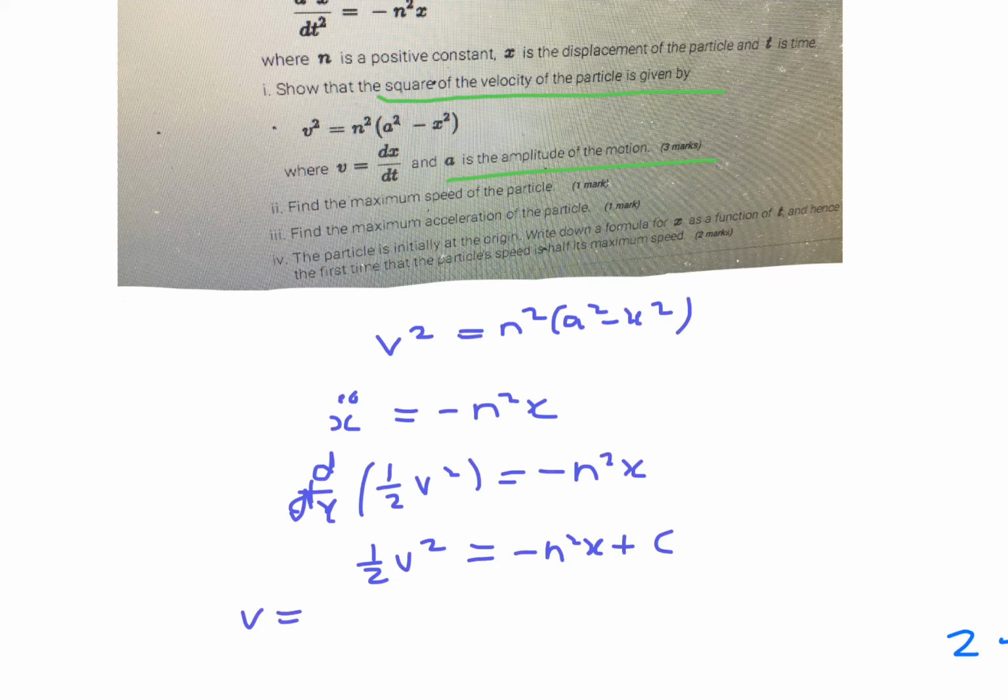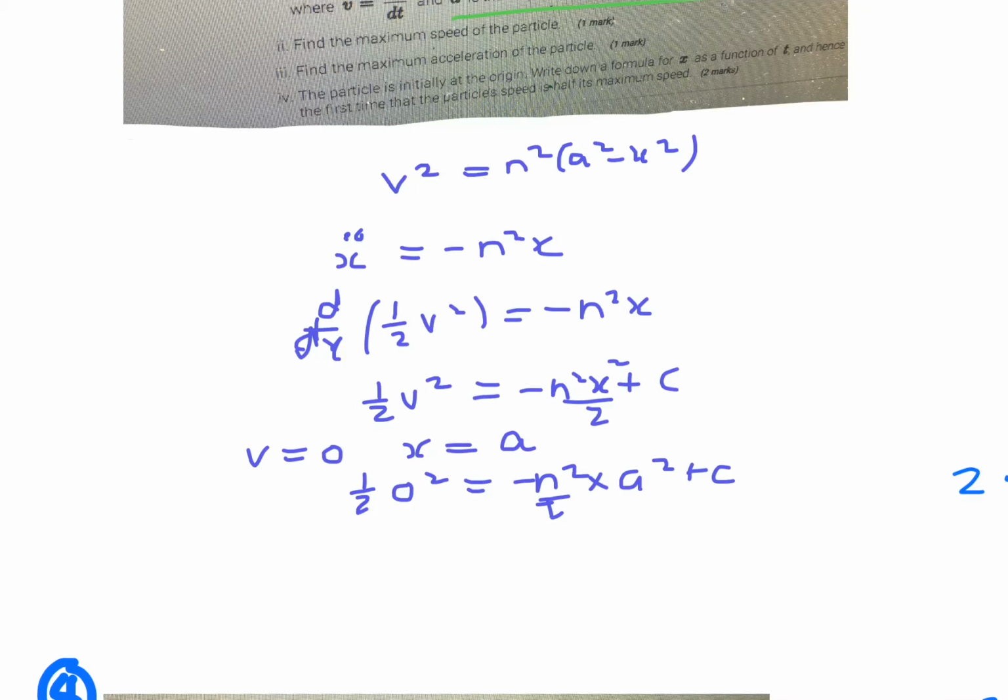But we know that when v equals 0, it was at the end point, so x equals a. Also, integrating that, the x becomes x squared on 2, because you add 1 to the index and divide by it. So that's a half times 0 squared equals minus n squared on 2 times a squared plus c. So 0 is minus n squared a squared on 2 plus c. Bring that to the other side, and c is n squared a squared on 2.